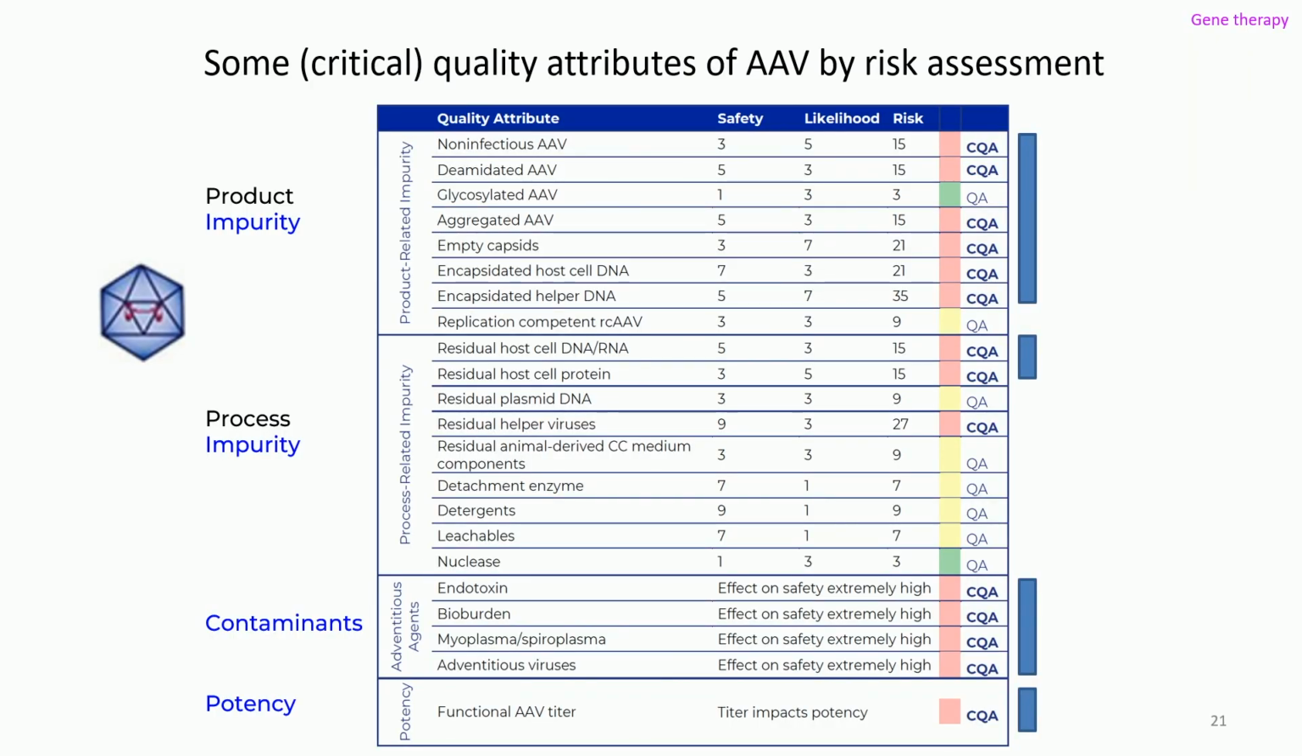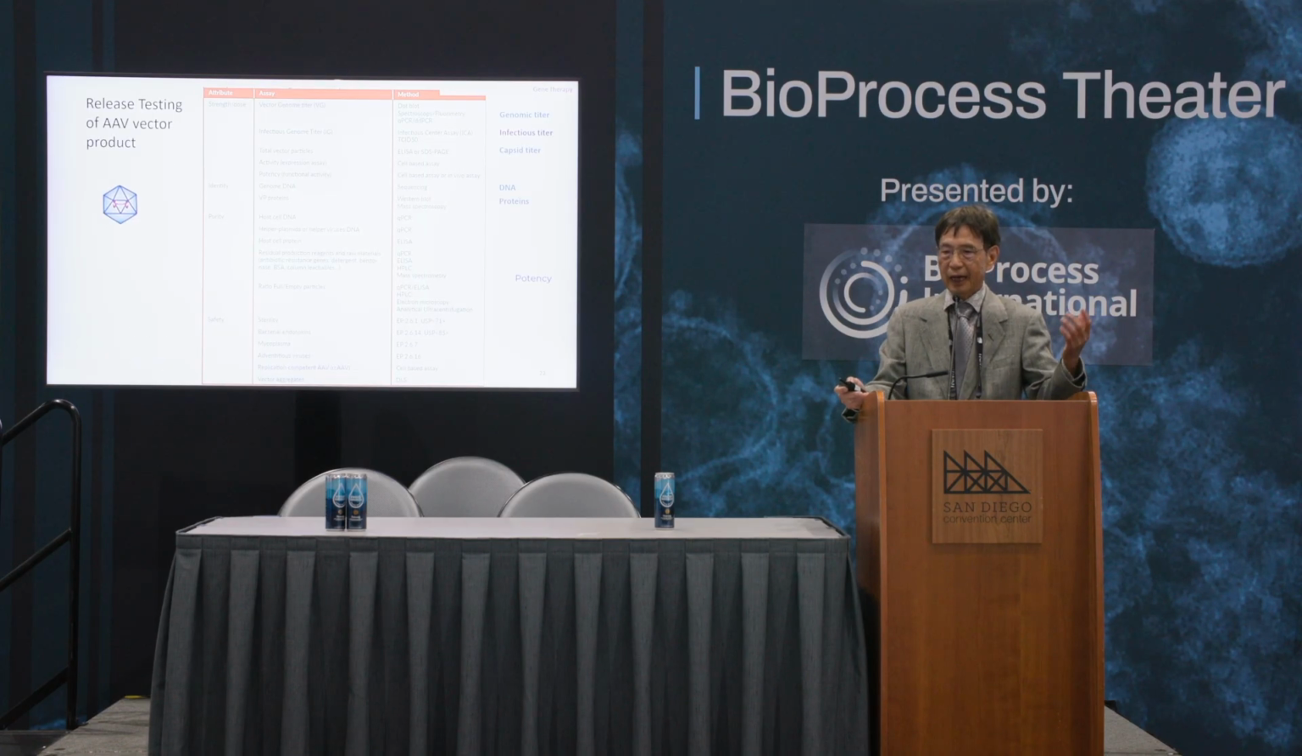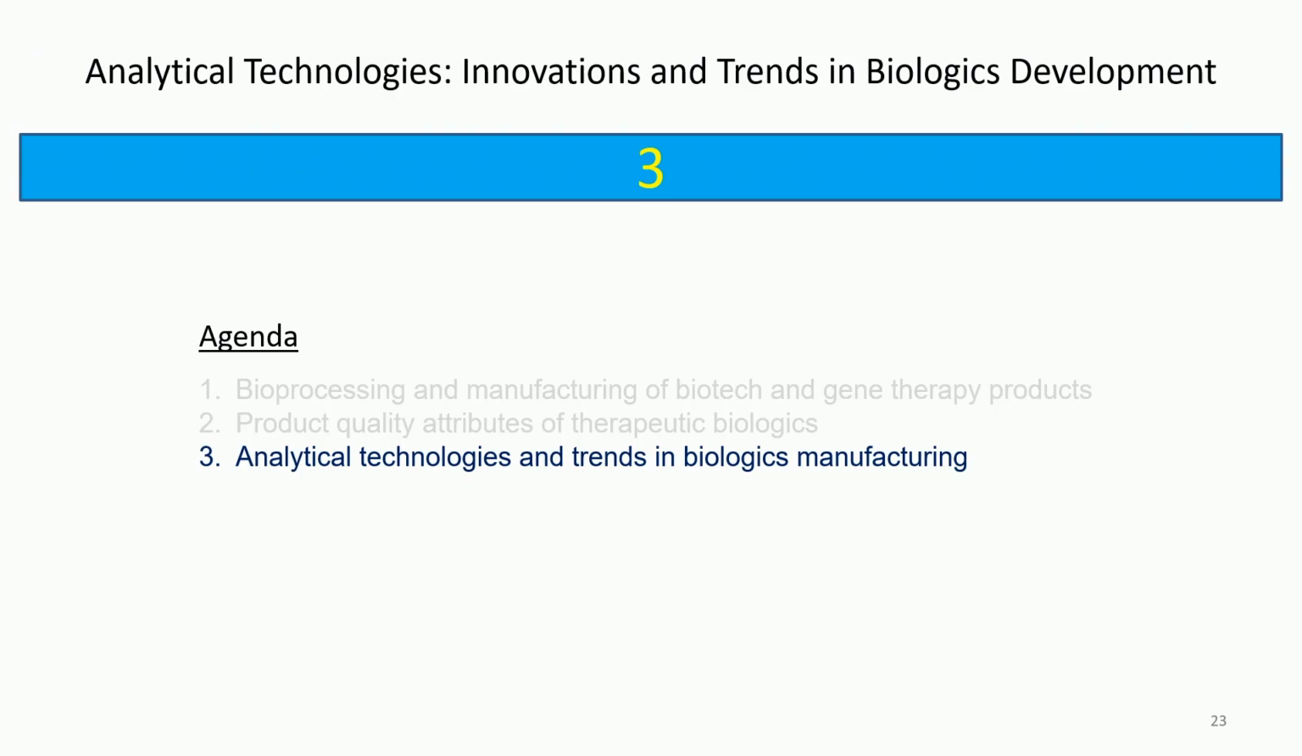Again, we always focus on two things. Number 1 is impurity, and number 2 is called potency. Impurity also includes a contaminant, which is very important as a safety issue: endotoxin, bioburden, mycoplasma, and adventitious virus. And this, again, is a very similar slide, just to show you all this bioactivity is based on the genomic titer, infectious titer, and capsid titer.